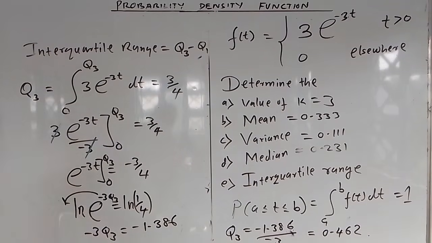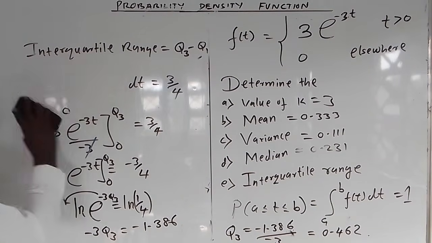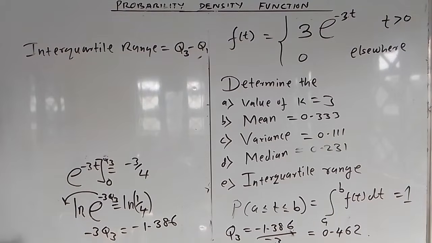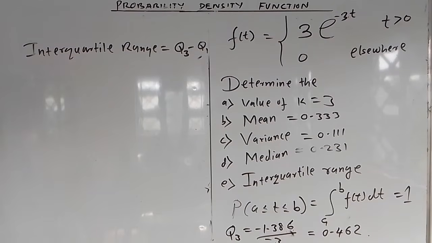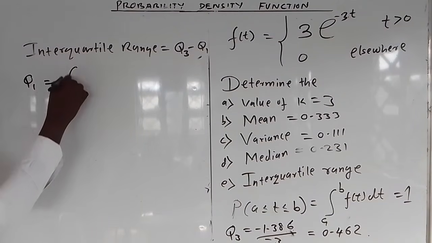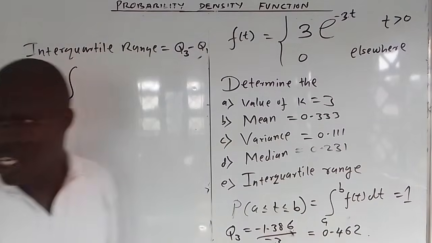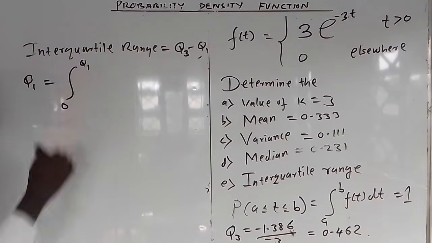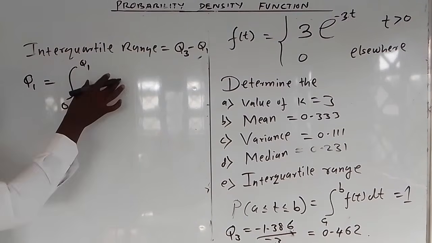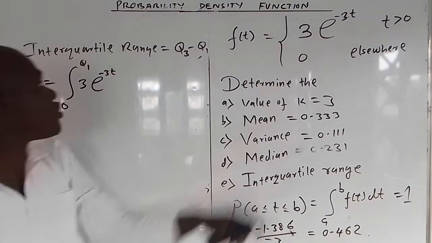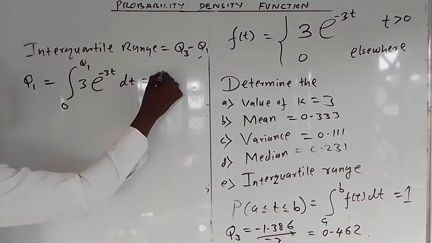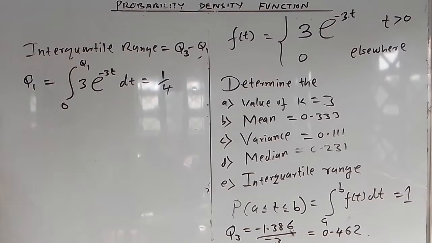Go to Q1, the lower quartile. So what is the lower quartile? Q1, isn't it? For Q1, the lower quartile, you are integrating with t starting from 0 to the lower quartile value, of f of t dt. What is f of t? It is 3 exponential negative 3t dt. And the lower quartile is what? It is equal to a quarter, isn't it?